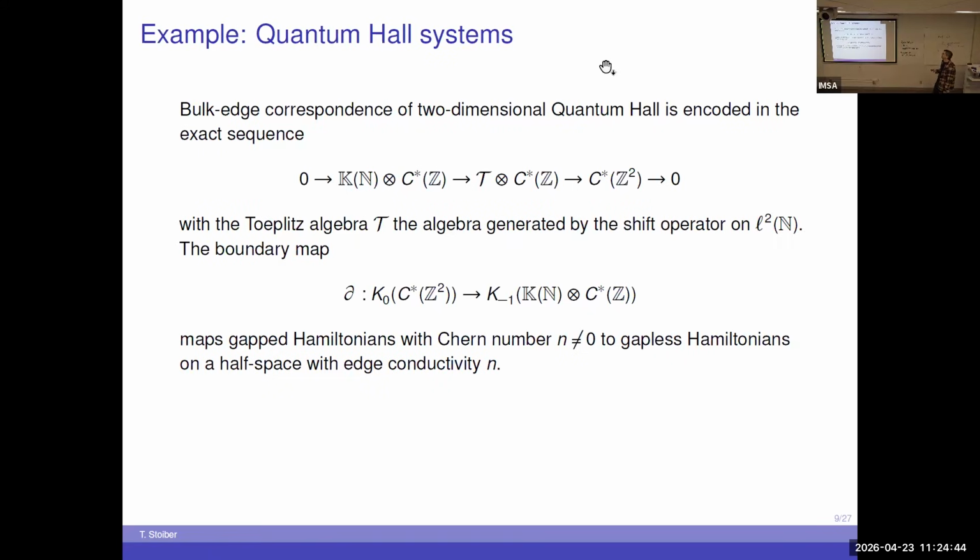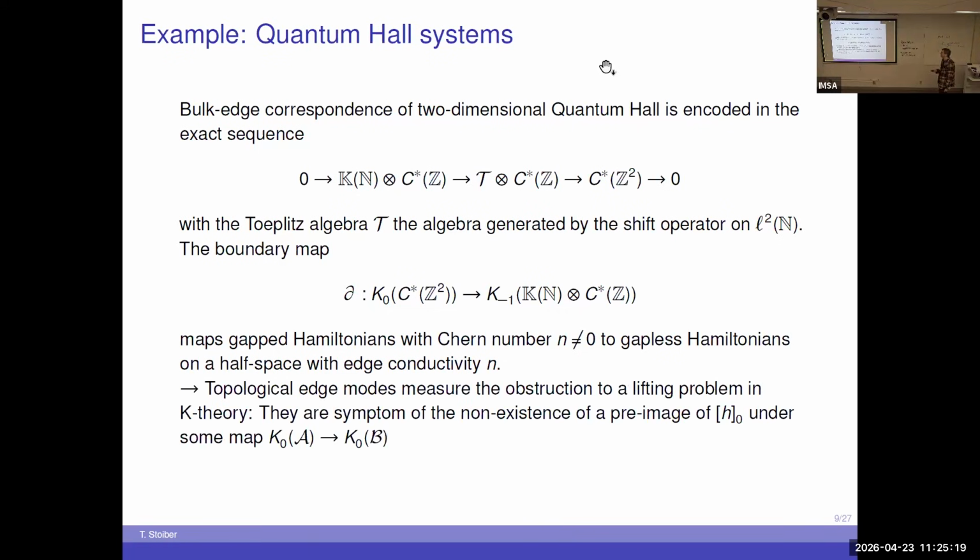And in our formulation, what this boundary map will do is it takes bulk Hamiltonians, which have non-trivial Chern number, and it maps them to gapless Hamiltonians, which have exactly the same edge conductivity as the Chern number. So this is kind of just the definition. And that is what it does. The point is really that all of this is even well defined in the first place. So whenever we have a gapped Hamiltonian with non-trivial Chern number, it gets mapped to some gapless Hamiltonian, which is independent of the boundary condition.